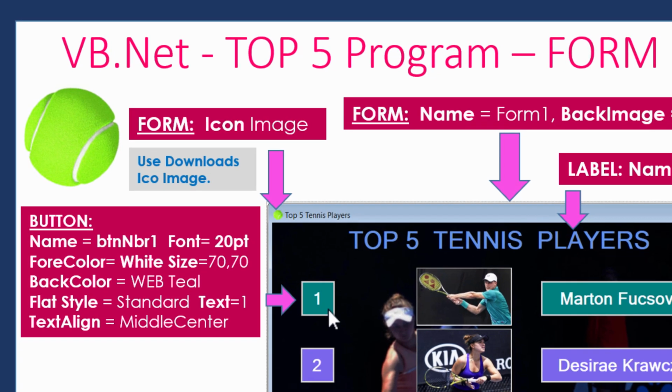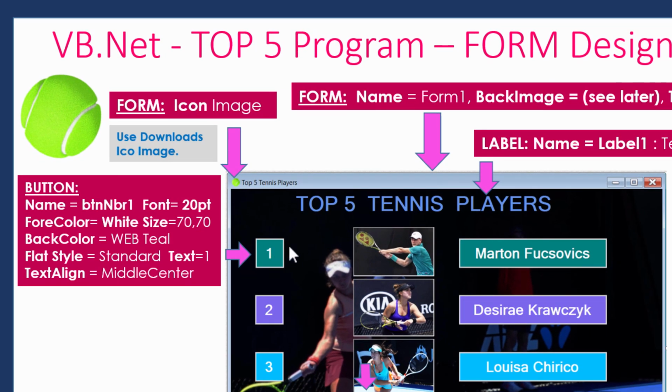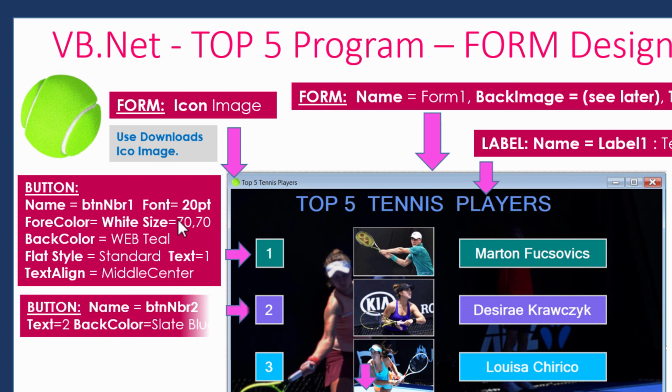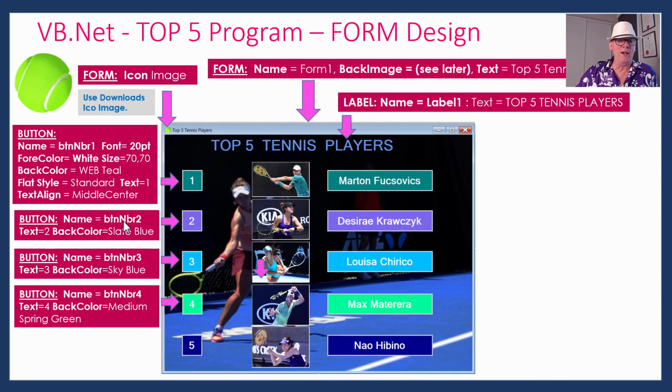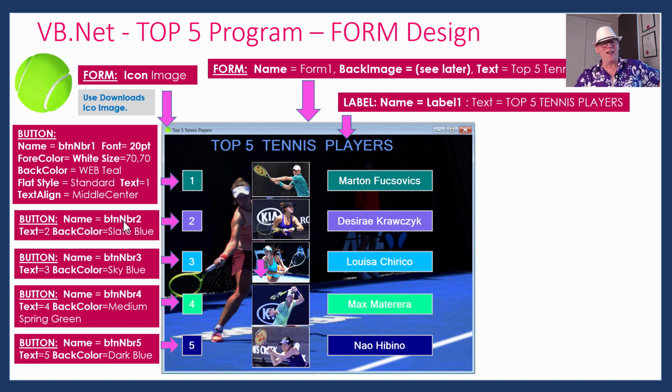So you'll need to set all those properties on the button, and then you should have a nice colored square button, and the other ones are all the same, except this one's called BTN NBR2. The back color of that one is slate blue. The next one's BTN NBR3, and back color is sky blue on that one. BTN number 4, back color is medium spring green. And the last one there, we've got BTN number 5 with a back color of dark blue.